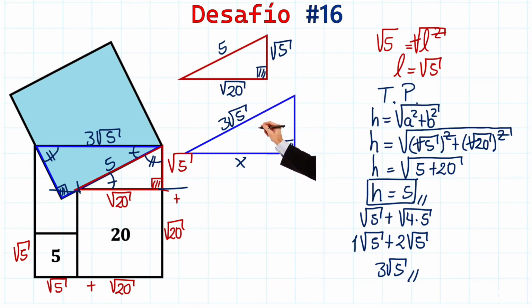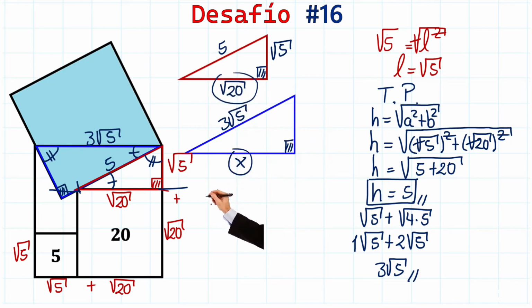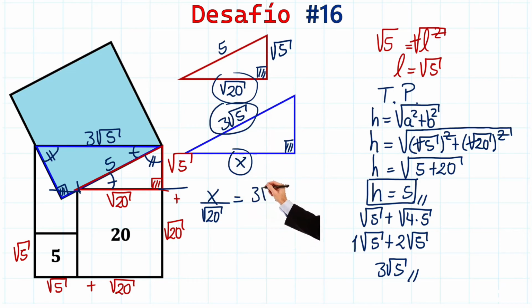Alright, since both triangles are similar triangles, we can directly relate their sides. We can say that x is to the square root of 20. Let's note it here. X is to the square root of 20 as this hypotenuse is to the other triangle's hypotenuse, which is 5. Great, right?